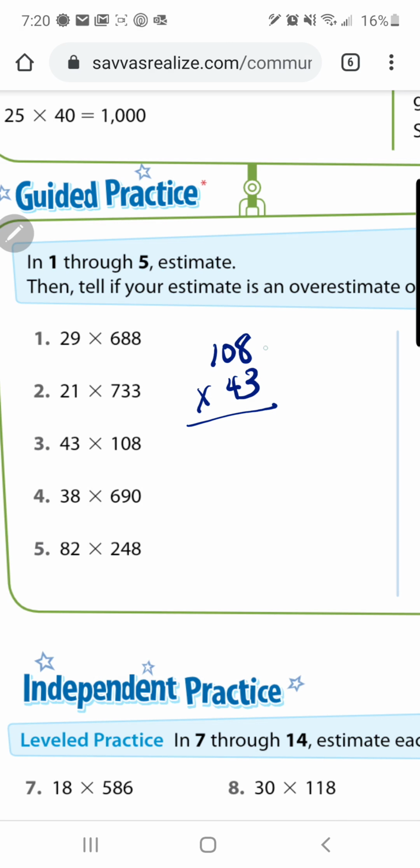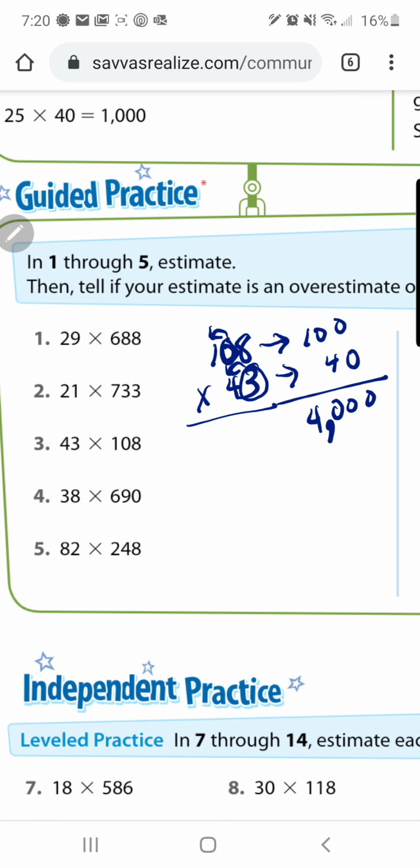Simply just round off 108 to 100 because of that 0. And round that 43 to a 40 because of that 3. Get your extra zeros: 1, 2, 3. Multiply what's left over. 4 times 1, which is 4. So there's your product.